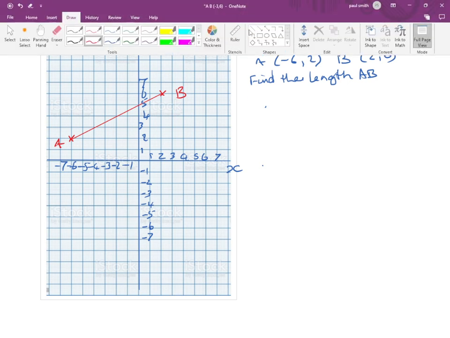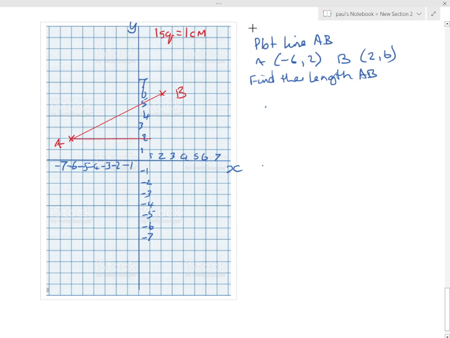So we need to make a right angled triangle. So if we go from here underneath there, and then from there down to here, we've made a right angled triangle. Let's measure the sides of the triangle: 1, 2, 3, 4, and 1, 2, 3, 4, 5, 6, 7, 8. Okay, so now to find the hypotenuse, which is x, or AB, is going to be 8 squared plus 4 squared equals AB squared. So 64 plus 16 equals AB squared.